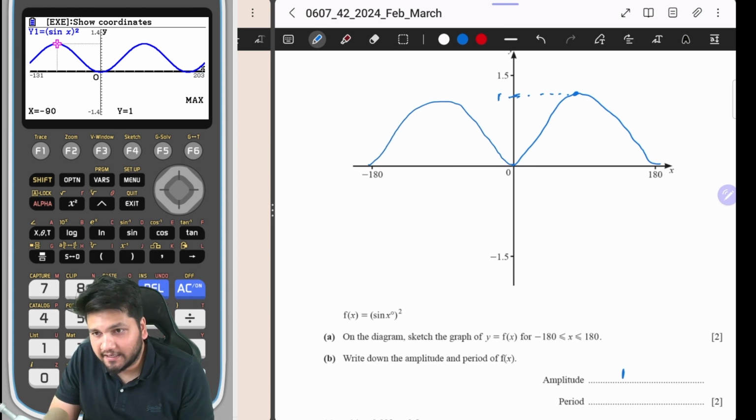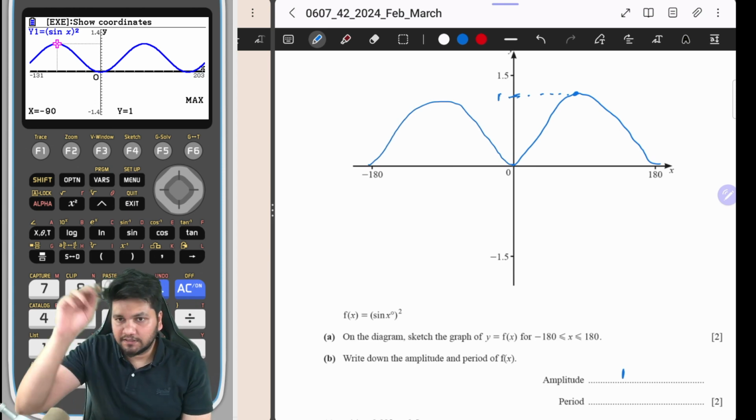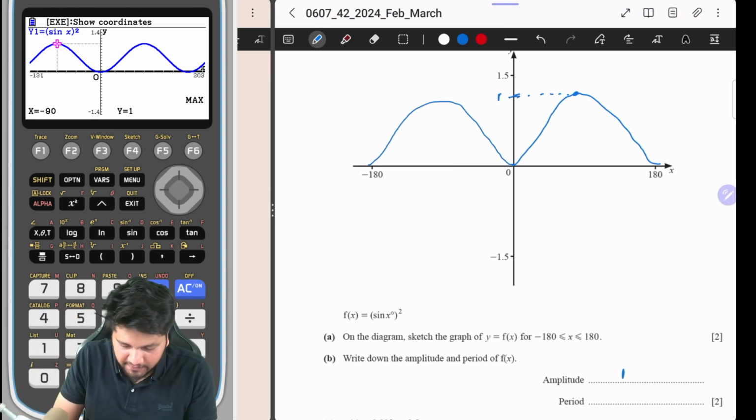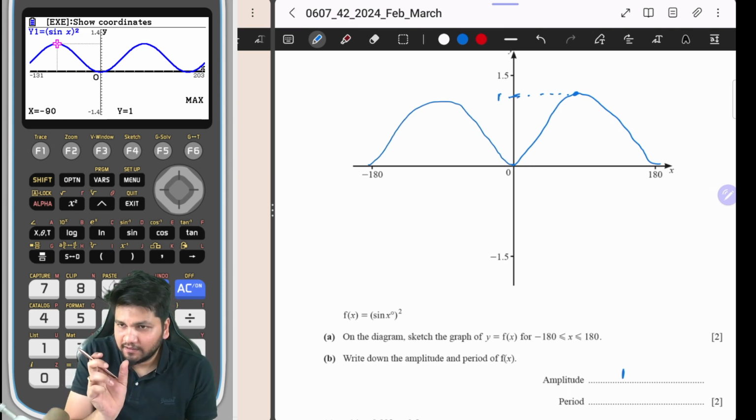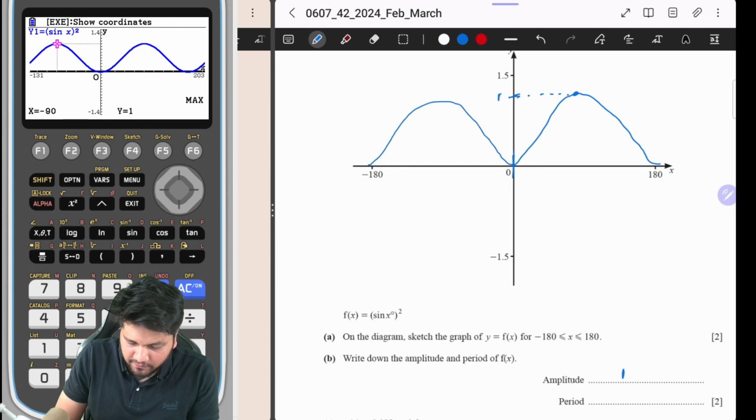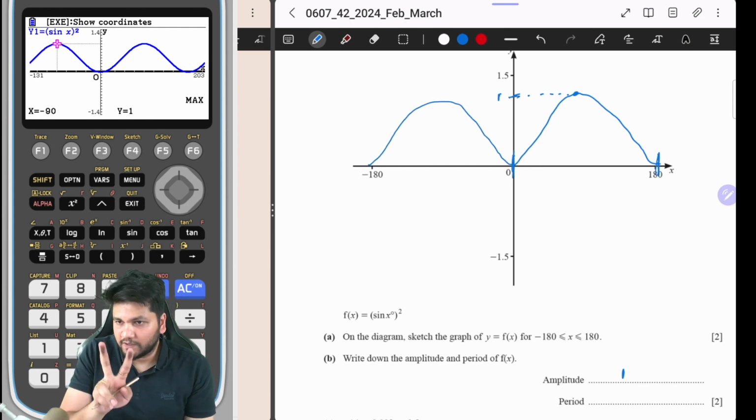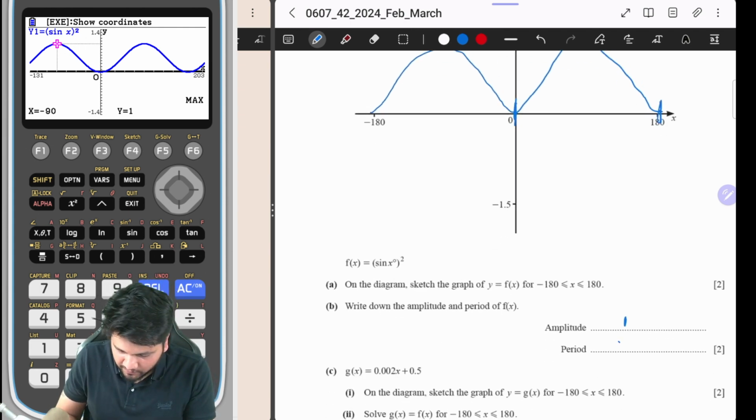Time period: sin x has time period 2 pi, because it's the S curve totally. Here, as you can see, time period is basically how long it takes for the cycle to keep repeating. From 0 to 180 degrees, that's one cycle. So the time period is going to be 180 degrees.